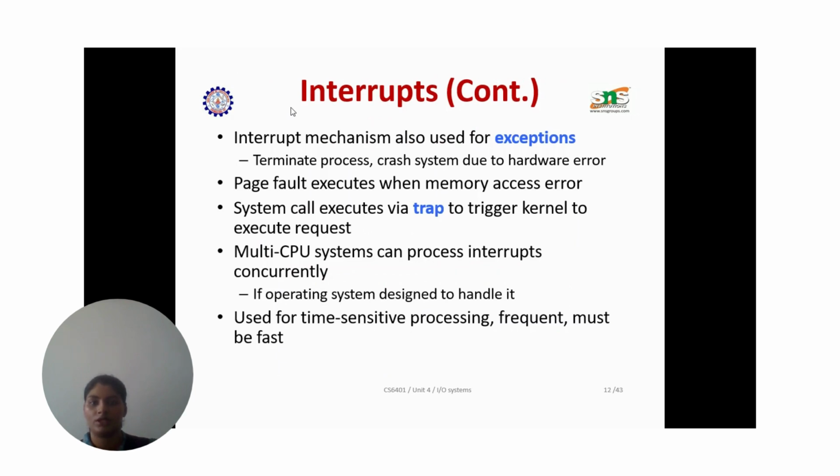And continuing, the interrupt mechanism is also used for exceptions: terminate process, or crash system due to hardware error. A page fault executes when there is a memory access error. A system call executes via a trap to trigger the kernel to execute the request. Multi-CPU systems can process interrupts concurrently if the operating system is designed to handle it. It is used for time-sensitive processing, so frequent interrupts must be fast.